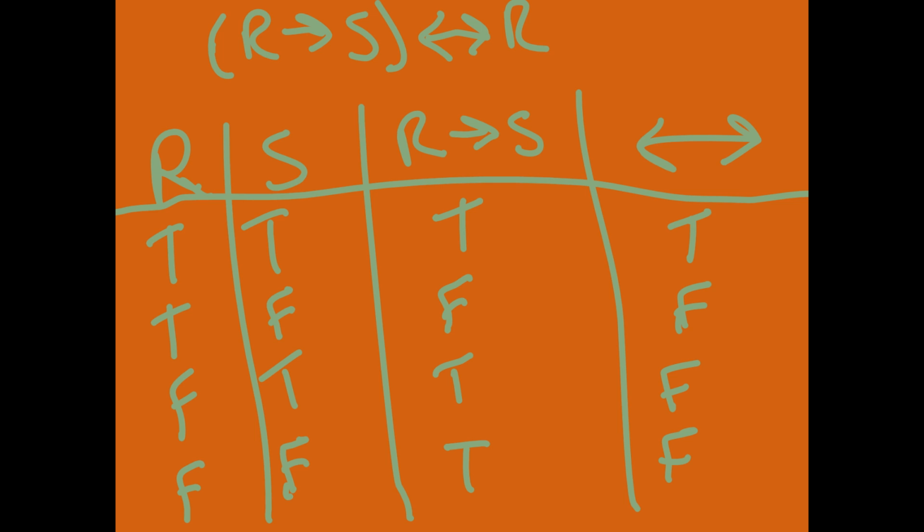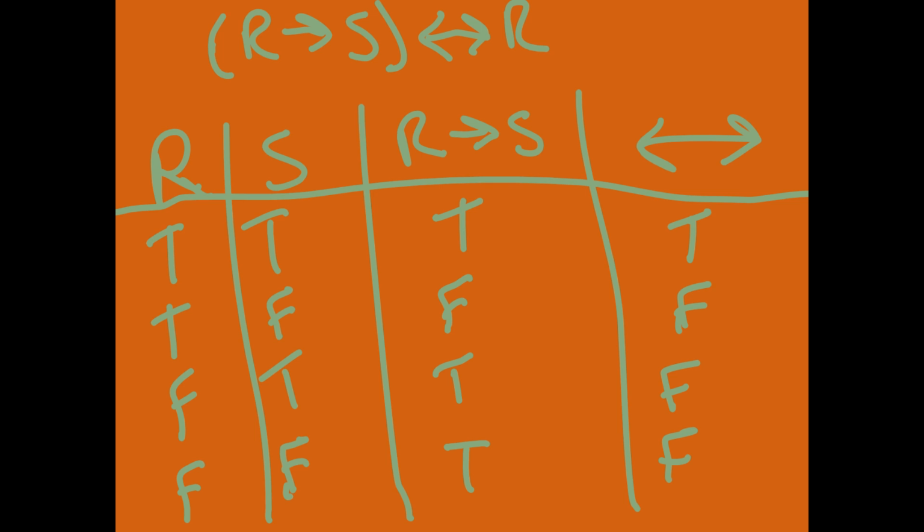Now that we know what our truth table looks like for this chunk, let's combine it with the rest of the table for the rest of our statement. Now we have if R then S, if and only if R. Since we know what if R then S looks like in the truth table, we can figure out what it is on a whole now.